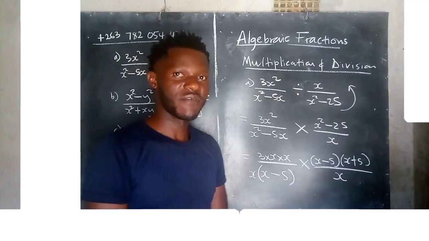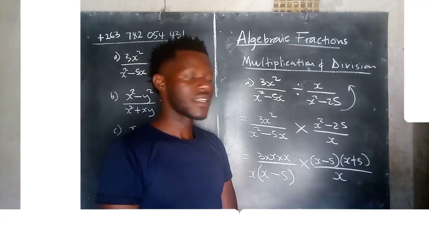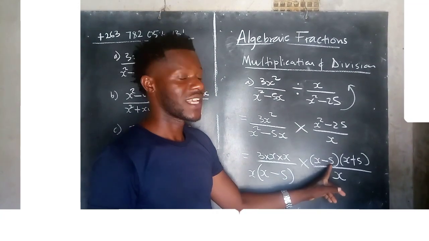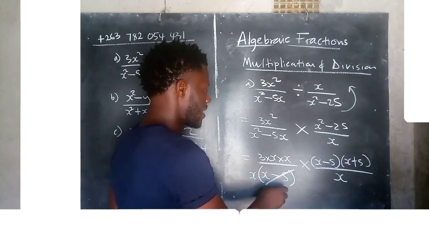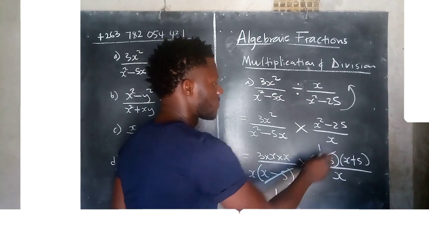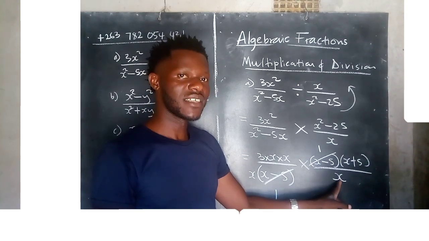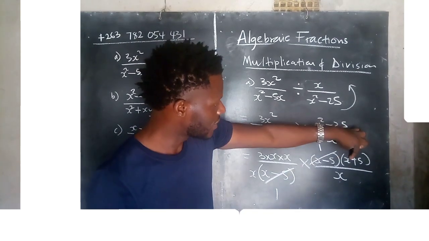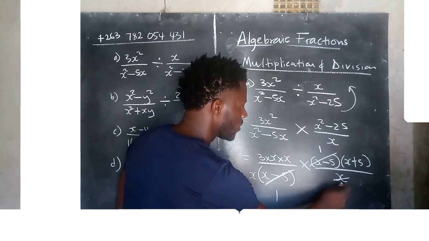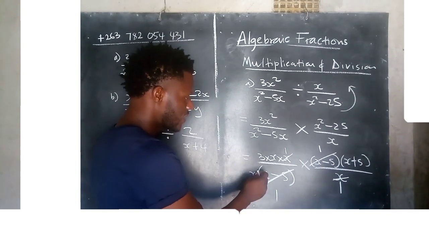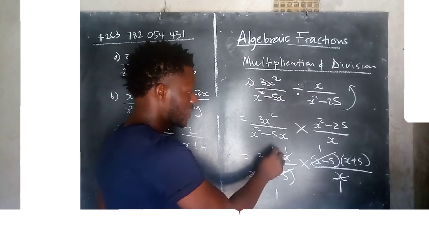Now, after we're done with the factorization, we need to cancel similar brackets. x minus 5 and x minus 5 cancel to give us 1, like this. This x cannot divide by an x inside the brackets, but it can reduce with another x which is not inside brackets. Again, with another x here, which can divide by this x.